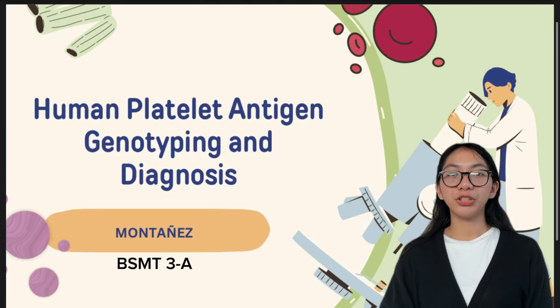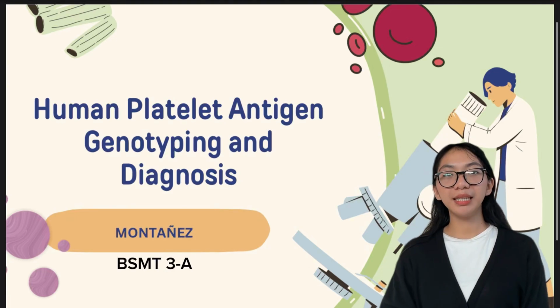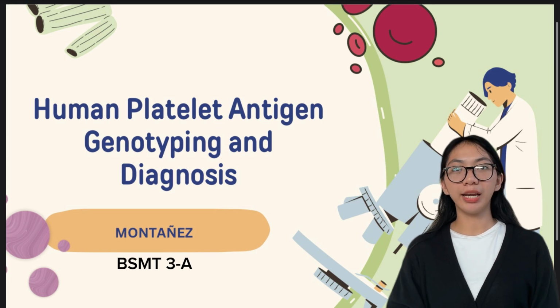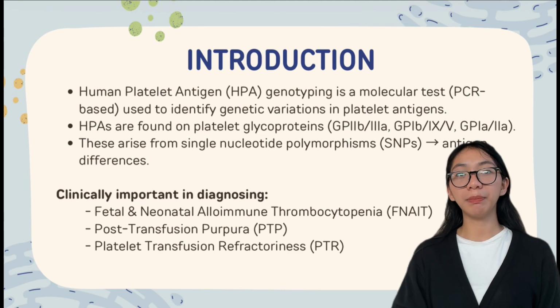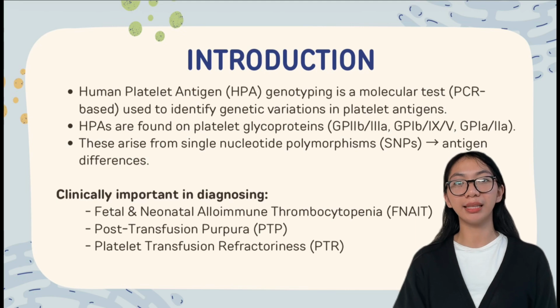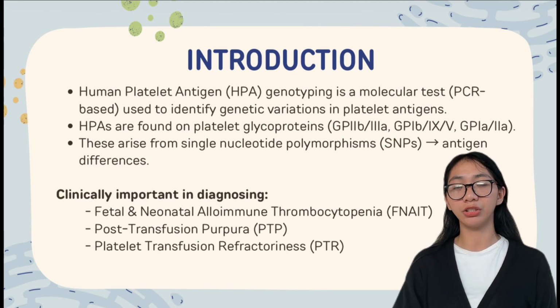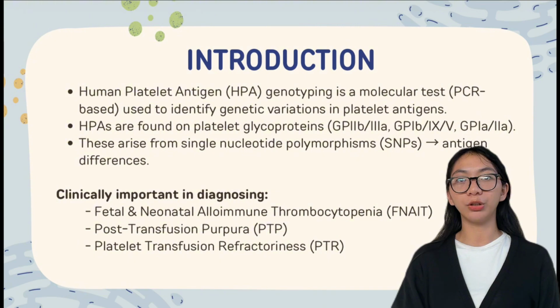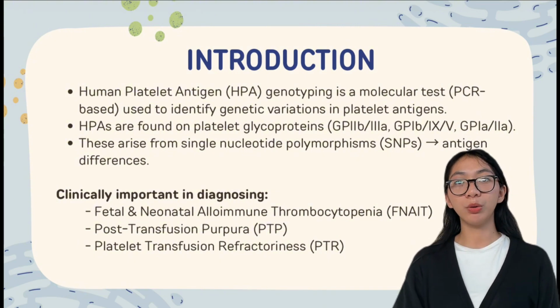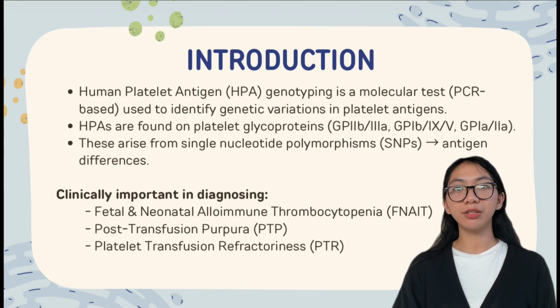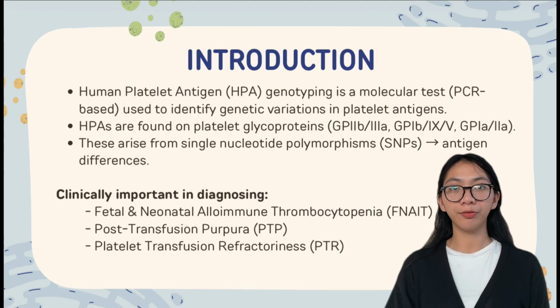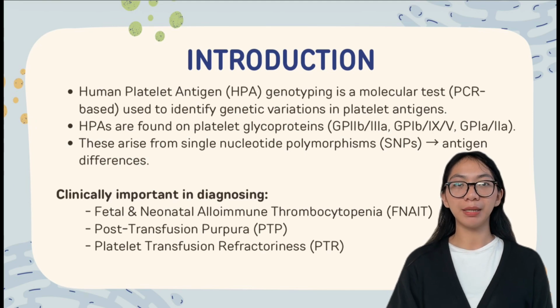Good day, sir. I am Montañez, and today I will be discussing the human platelet antigen or HPA genotyping and its role in diagnosis. For the introduction, human platelet antigen genotyping is a PCR-based molecular test used to identify genetic variation in platelet antigens. These antigens are found on platelet glycoproteins such as GP2B or 3A, GP1B, and GP1A or 2A, and they arise from single nucleotide polymorphisms or SNPs.